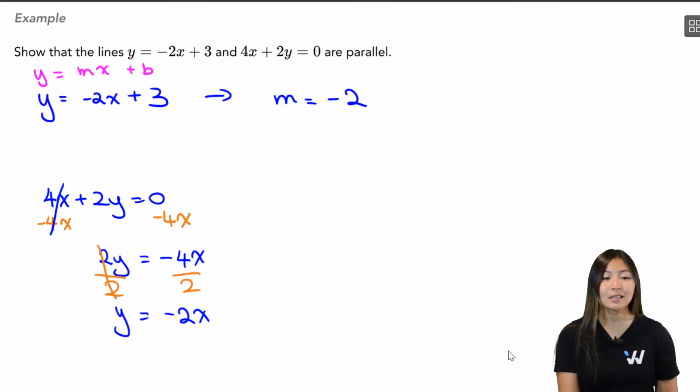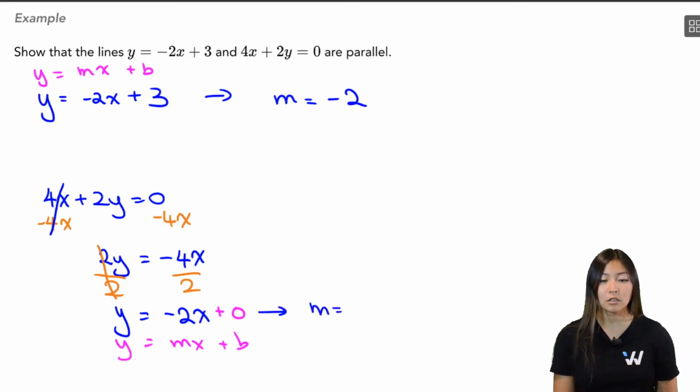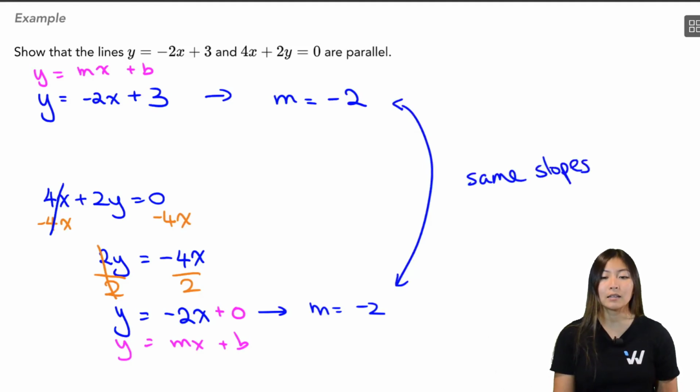Now, this is in our y equals mx plus b form. It's just that the b is 0. That's why it doesn't look like there's anything there. So to find the slope, I just need to take the number that's in front of our x. So the slope is negative 2. Since these are the same slopes, we know that the lines are parallel.